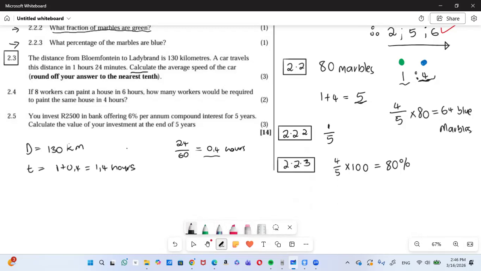And then lastly, they're saying calculate the average speed. Remember we have that triangle that we normally draw, with speed, distance, and time. So finally, this is our 2.3, right? Yes, 2.3. So finally, we're going to have speed equals distance over time. We're going to have the distance as 130 over 1.4, which is our time.